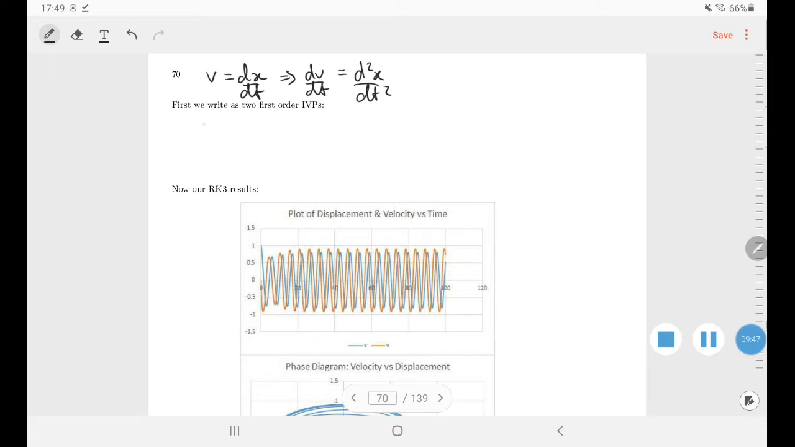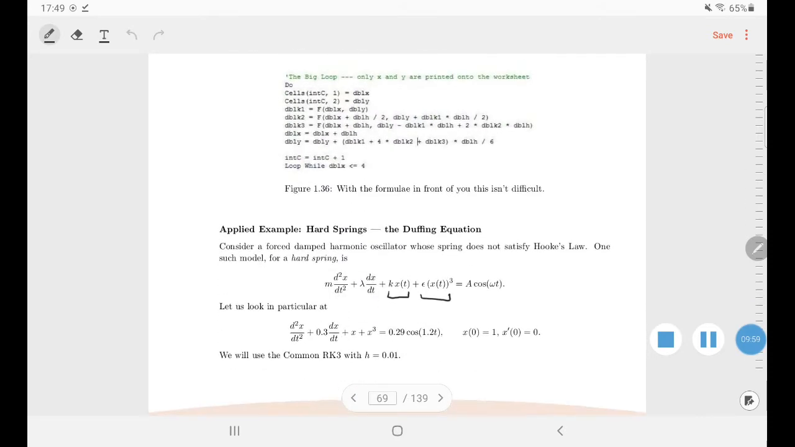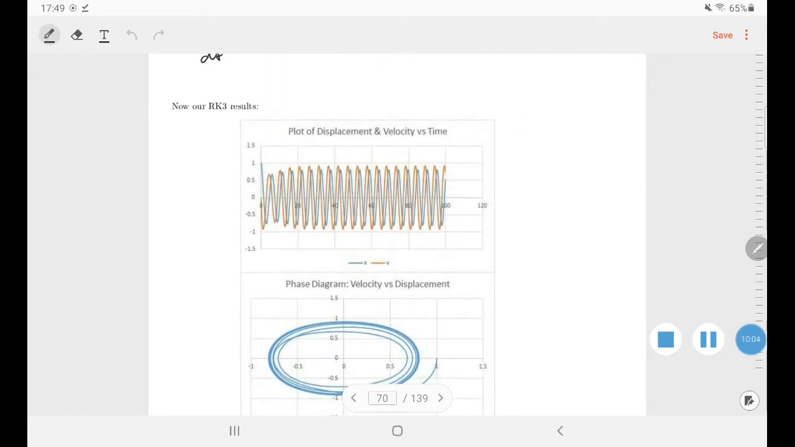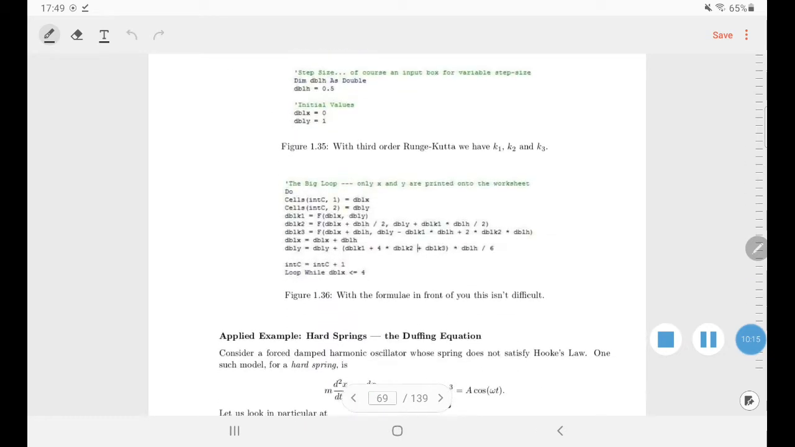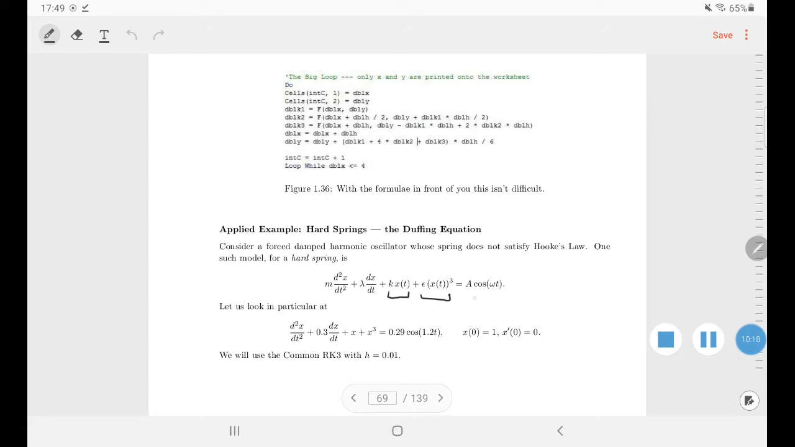Okay, so we get an equation for x, dx/dt is equal to v, and we will want an initial value of x with that. And then we'll go back. So I have the 0.29 cos. This is for dv/dt. Oh, by the way, in this equation I've got this external force, 1.2t.